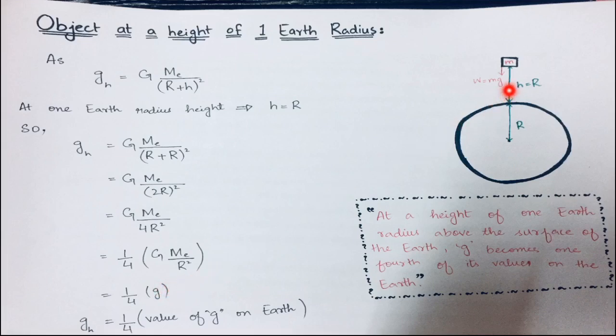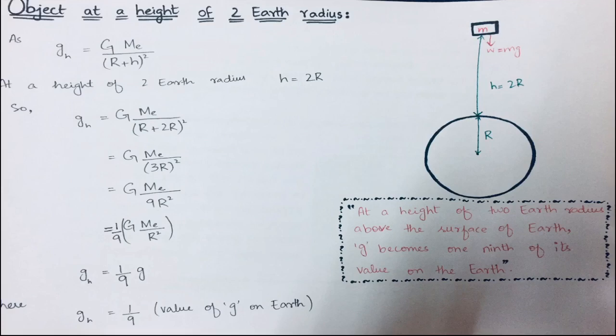Now what would happen if I place an object at a height of 2 earth radius? Let's see. If I am placing an object of a mass m at a height of 2 earth radius, then h will be equal to 2R. And as we know, the formula of gh, or gravitational acceleration at a height h, is equal to GMe divided by (R plus h) square, where h is the height. I am replacing h as 2R. It will be 3R. By squaring it, it will be 9R square.